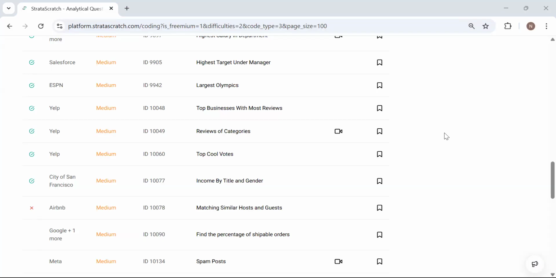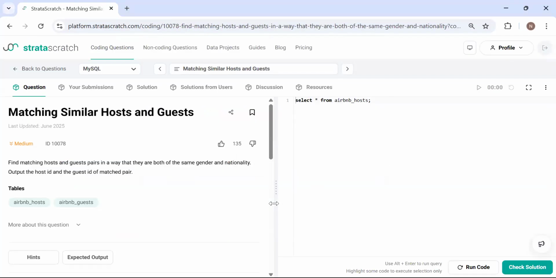Today is day 42 of solving 100 questions on SQL, and the question we are going to solve today is matching similar host and guests, and this question got asked in Airbnb. So the question is: find matching host and guest pair in a way that they are both of same gender and nationality. Output the host ID and the guest ID of matched pair.